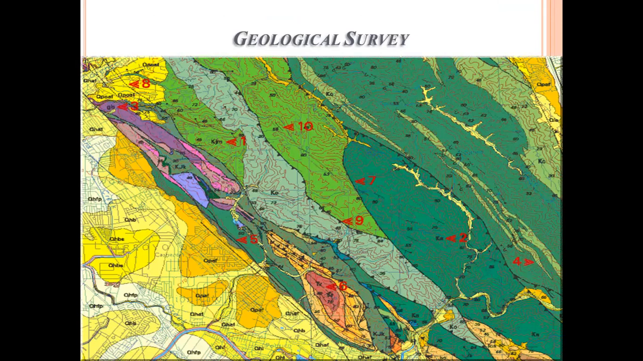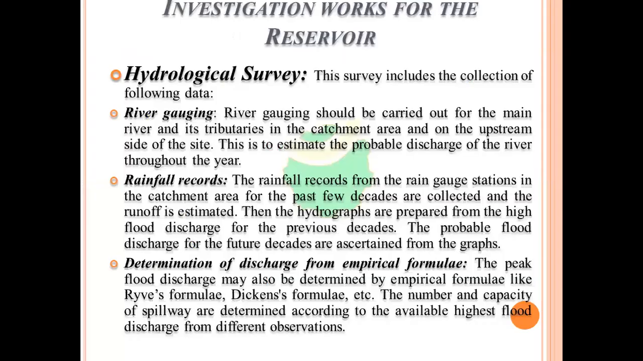So, these are the geological surveys. That means we must create a map of the type of rock, whether it is hard rock or soft rock, and the available lineaments, fissures, faults and folds. All of these should be mapped on the geological map.